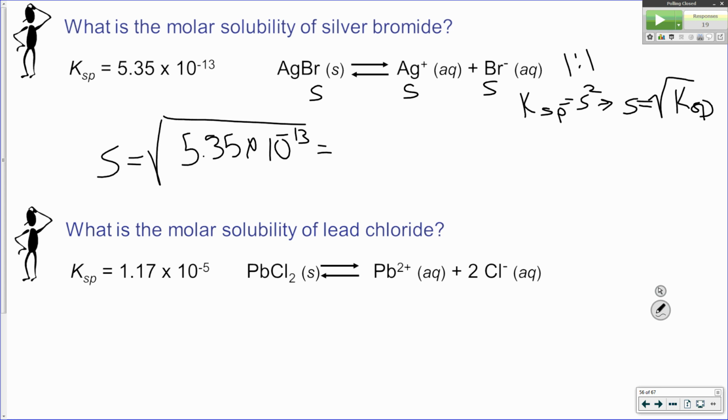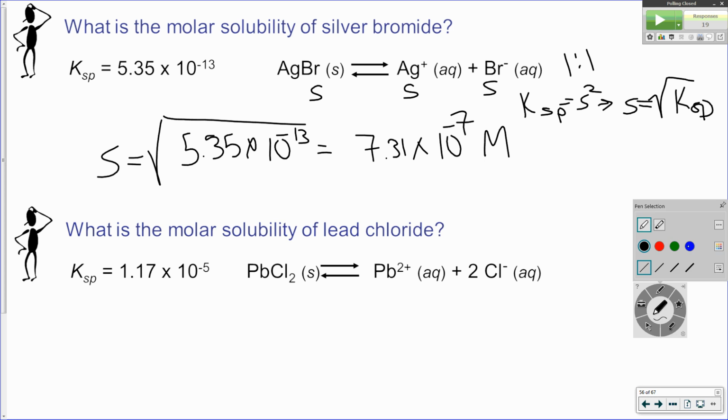So I get 7.31 times 10 to the minus 7th molar. So that's how much silver bromide goes into solution. All right, question on that one. Okay, let's do the other one right quick.